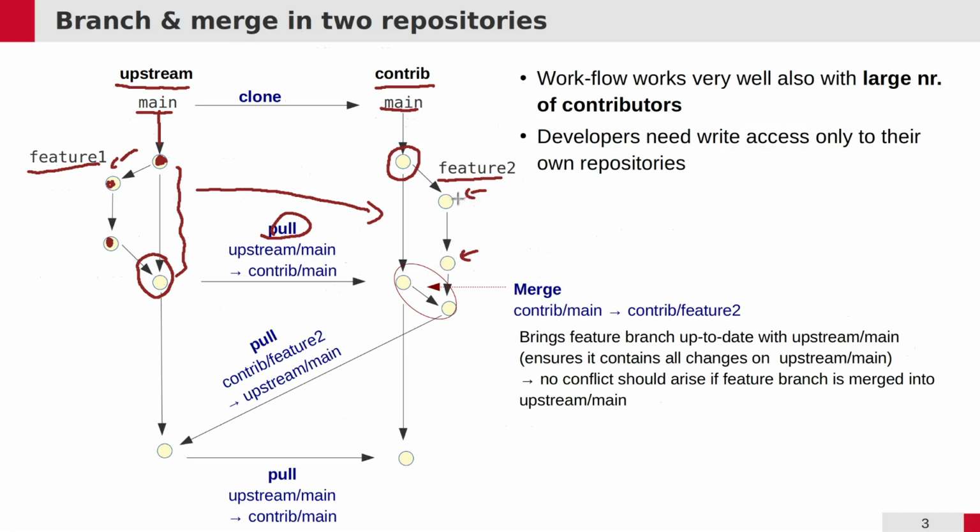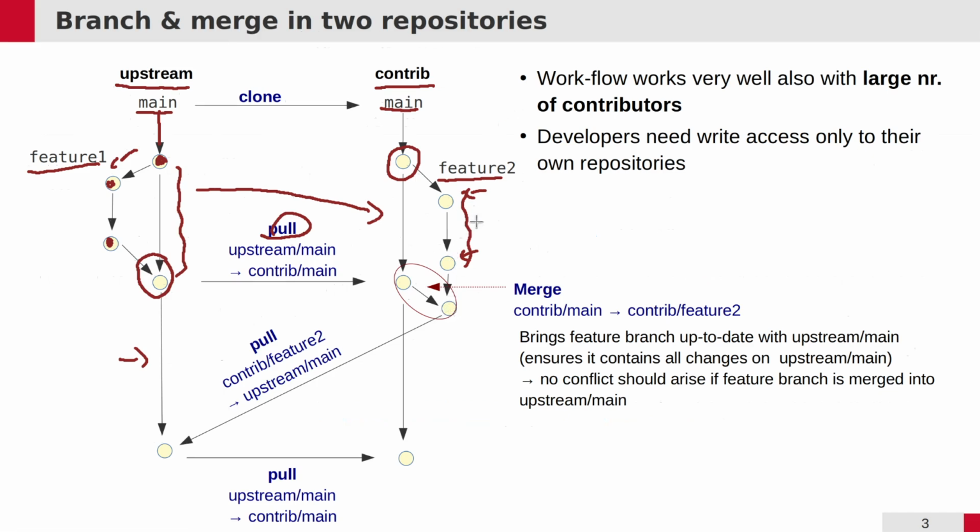Now, when the contributor is finished with his features, he would like the changes which were made here to be transferred to the main branch of the original upstream repository. But of course, the contributor cannot write there. So he will ask the people who have write access to the upstream repository to pull in the changes which he made. This is why it's called a pull request.